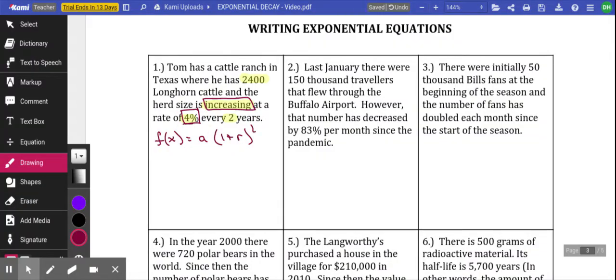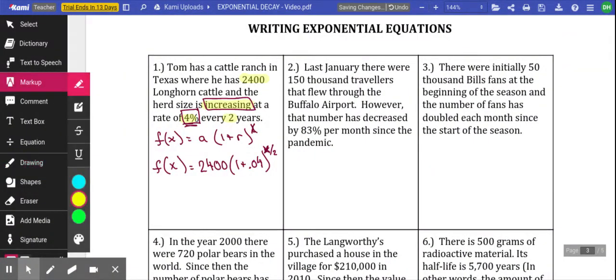We'll just put an x or a t up there. So I'm going to use the function. We'll start off with 2,400. We're going to go 1 plus 0.04 as we convert the percentage into a decimal. And since it's every 2 years, we'll just do x divided by 2 to take into account that frequency.